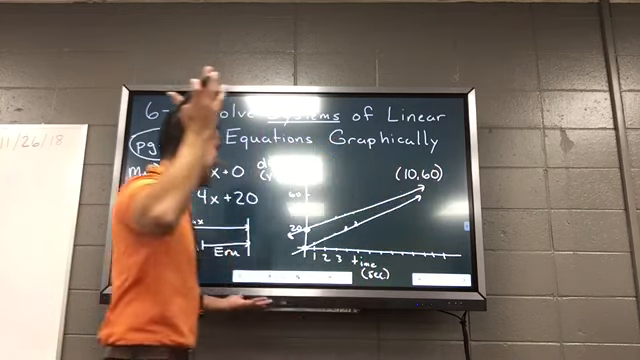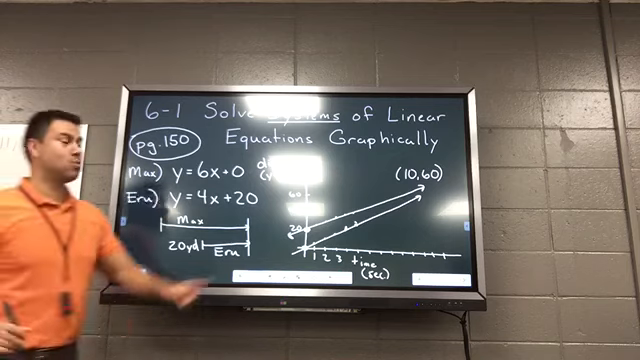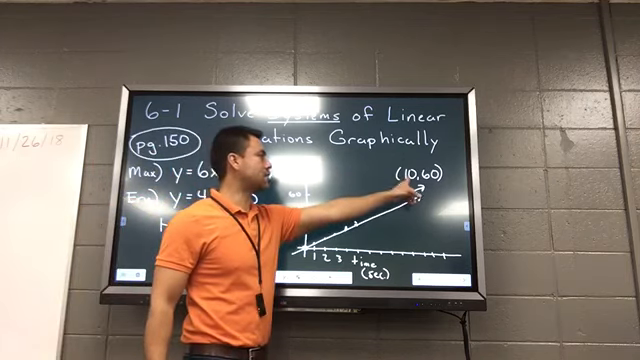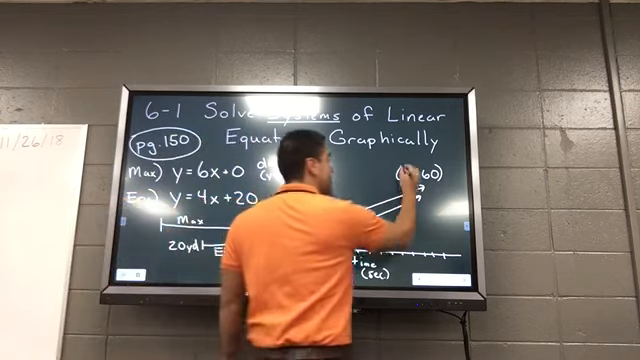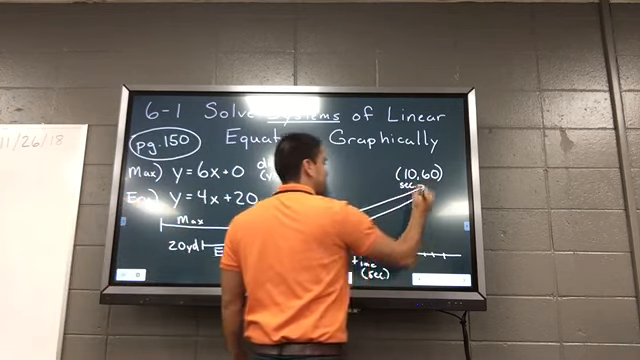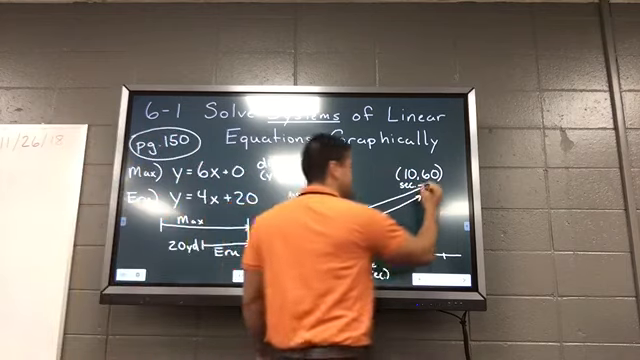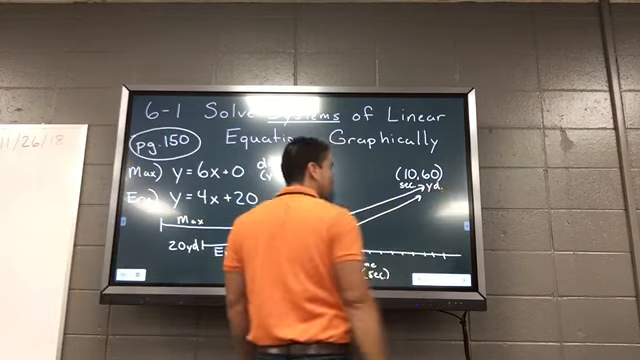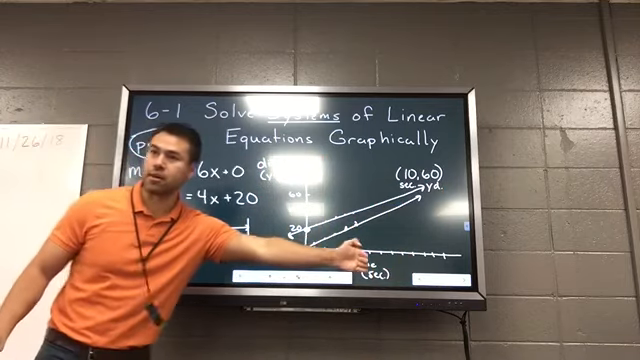(10, 60). What does that even mean? Does anyone know what that means? That's where they meet. Do you remember what the x-axis or the x variable stood for? It stood for seconds, so 10 seconds. What did the y variable stand for? Yards. Do you know when those two guys meet? In 10 seconds, 60 yards out.